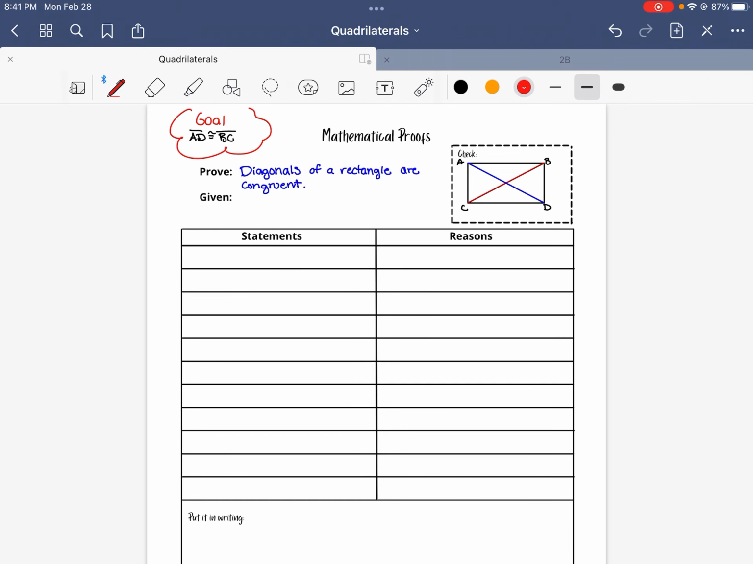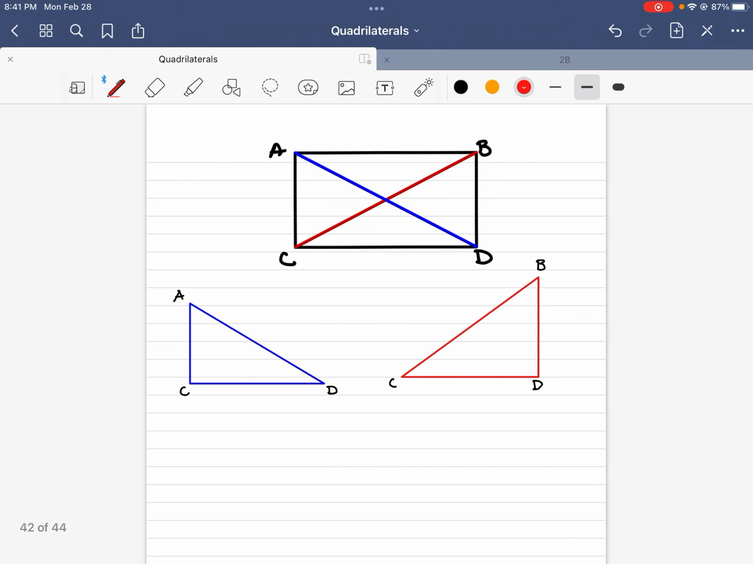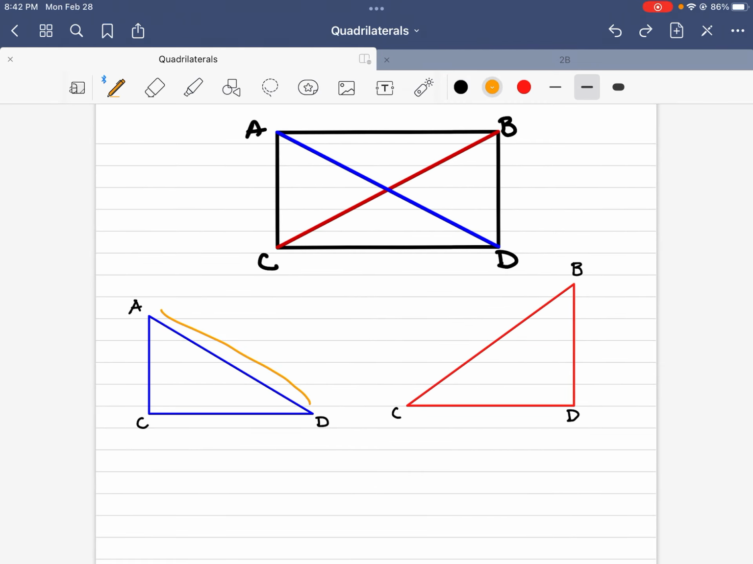Now I went ahead and made our rectangle bigger, and I just want to show you guys my thinking. I can see that we clearly have two triangles being created by these diagonals. So I pulled out this blue triangle over here. I'm sorry, you guys, I don't know my shapes apparently. And then I also pulled out this red triangle over here. So I am trying to prove that this line is congruent to this line over here.